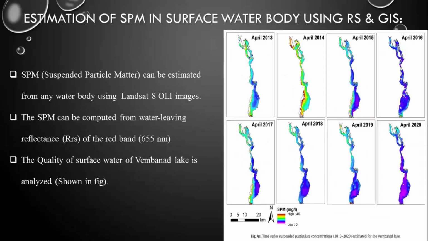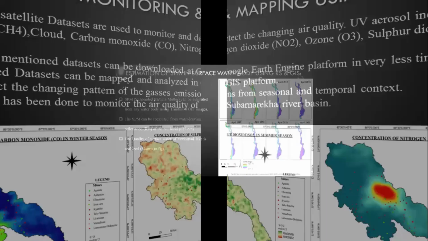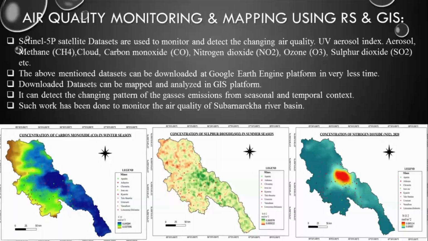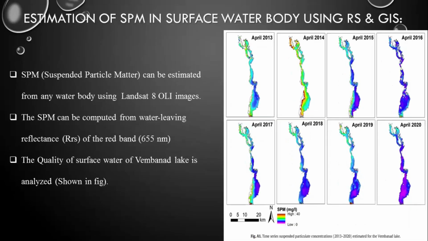Various kinds of monitoring works can be done. From this work, it was done for the winter season and the summer season, so you can do seasonal works. You can also do it for specific years. You can also do average work. You can also do trend analysis, like I have shown in the rainfall slide. So you can do a lot of work by taking the help of RS and GIS for air quality management.